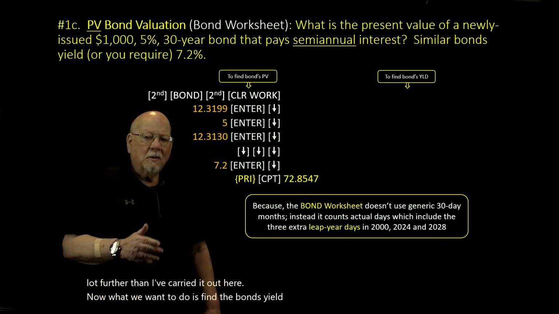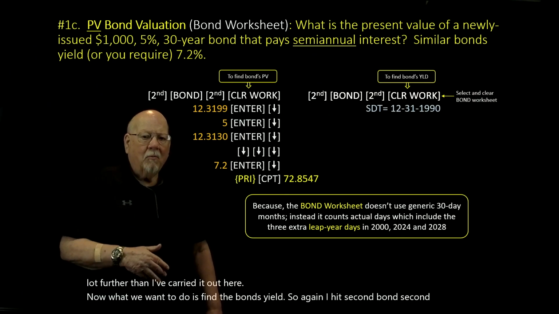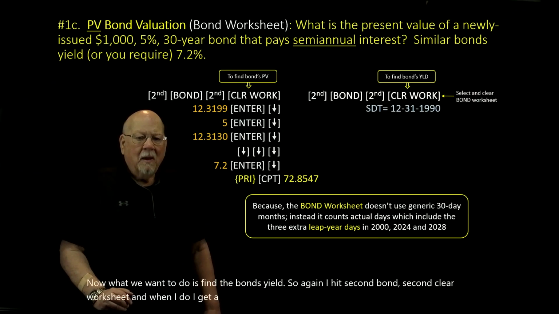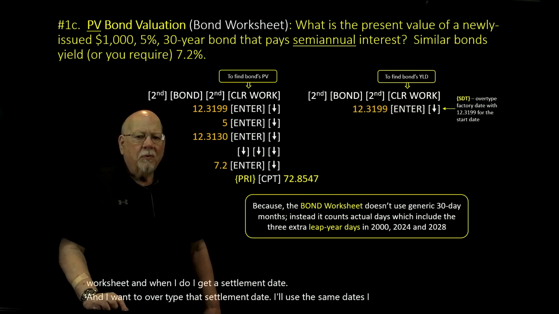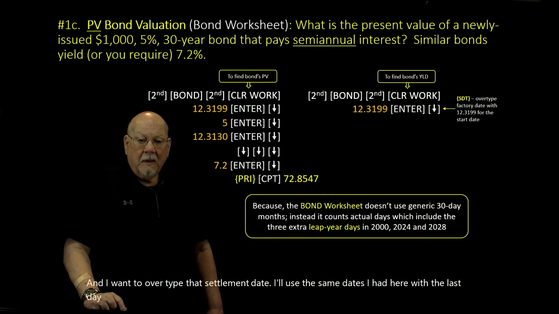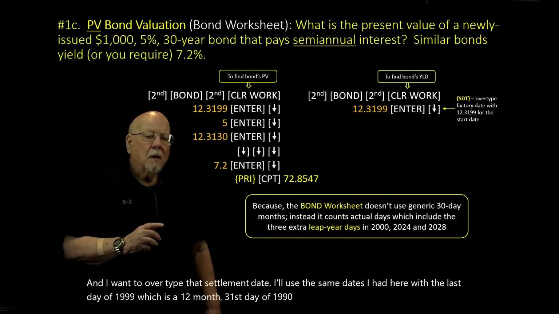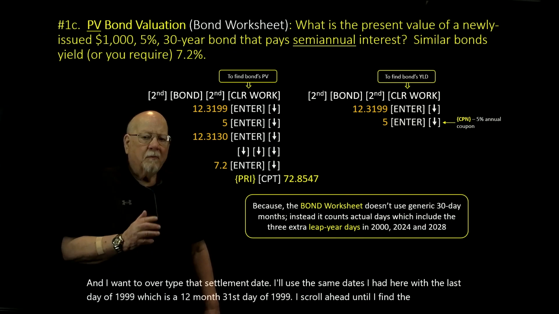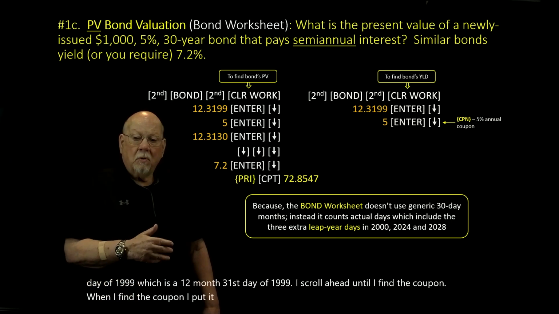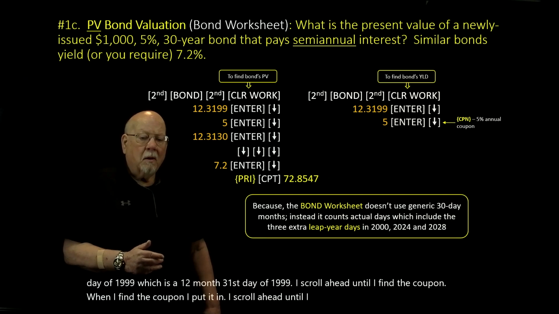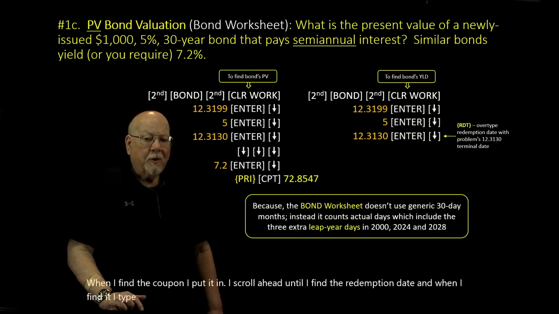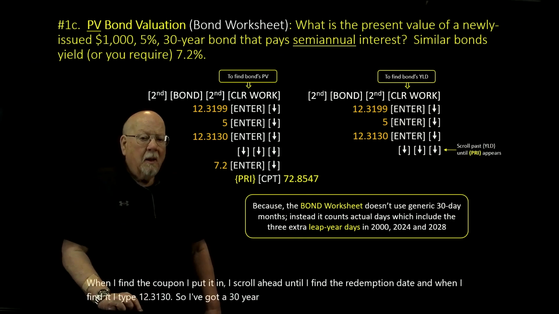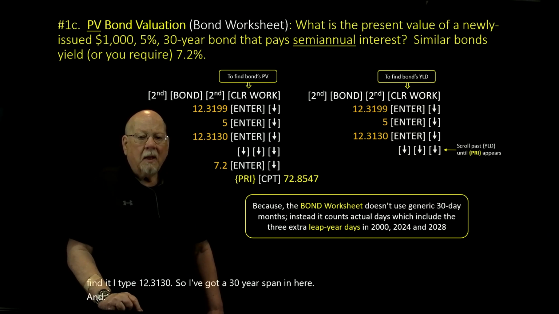So again, I hit second bond, second clear worksheet, and when I do, I get a settlement date. And I want to overtype that settlement date. I'll use the same dates I had here, with the last day of 1999, which is the 12th month, 31st day of 1999. I scroll ahead until I find the coupon. When I find the coupon, I put it in. I scroll ahead until I find the redemption date, and when I find it, I type 12.3130, so I've got a 30-year span in here, and scroll around again until I get to the price.